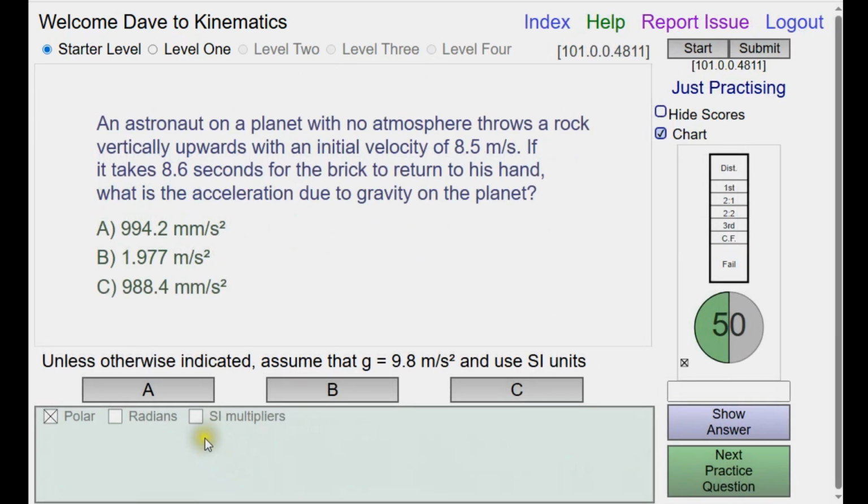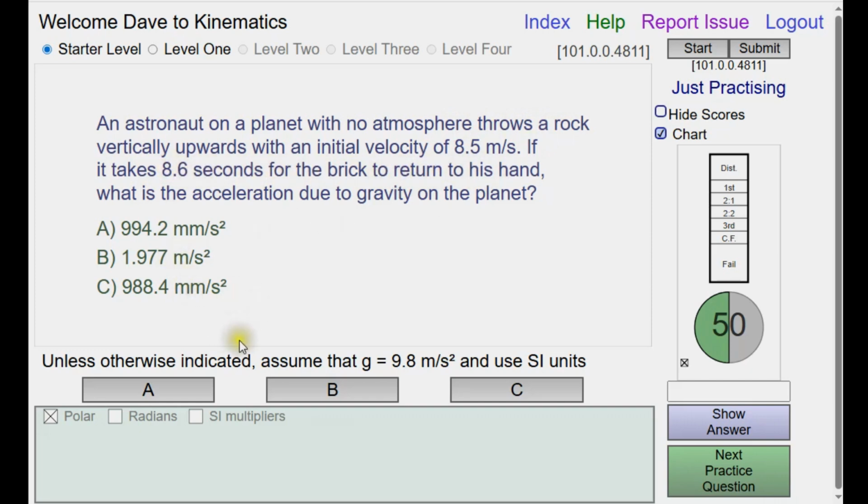Ooh, that's quite a hard one for a starter level question, but it might be a useful one to go through. Astronaut on a planet with no atmosphere throws a rock vertically upwards. Takes 8.6 seconds for the rock to return to his hand.